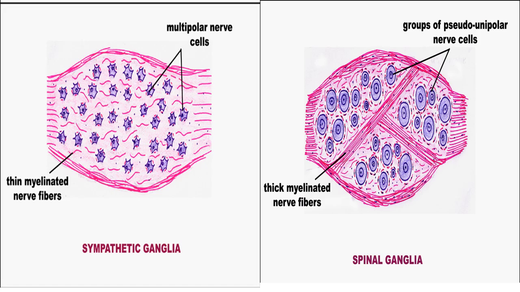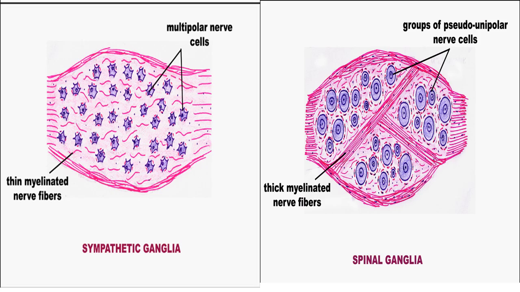There is marked variation in size. Look at that: this is bigger, this is smaller. But in the sympathetic ganglia, the cells are nearly all equal in size. In the spinal ganglia, each cell is surrounded by numerous satellite cells, or supportive cells, all around the cell. Here also there are satellite cells, but they are more numerous in the spinal ganglia than in the sympathetic ganglia.